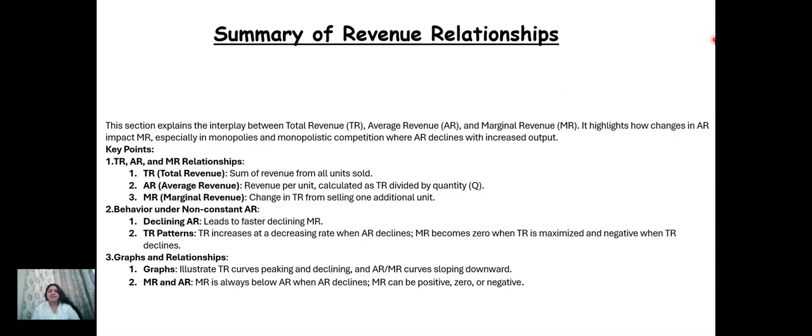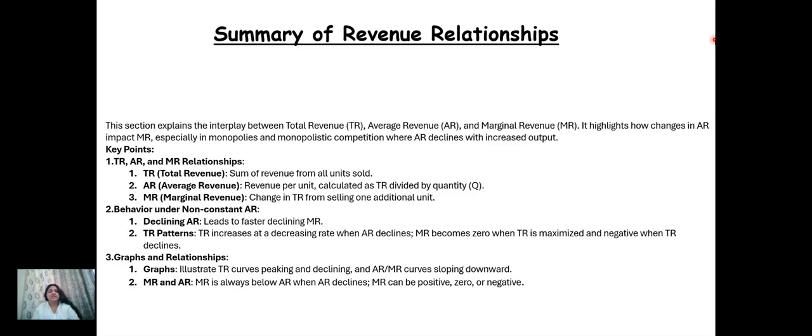Basically, we understand the total, average and marginal revenue and how changes in average revenue impact marginal revenue, especially in monopolies or monopolistic competition where AR declines with increased output. Let's understand: total revenue is the sum of revenue from all units sold. Average revenue is revenue per unit, and marginal revenue is the change in total revenue from selling one additional unit.